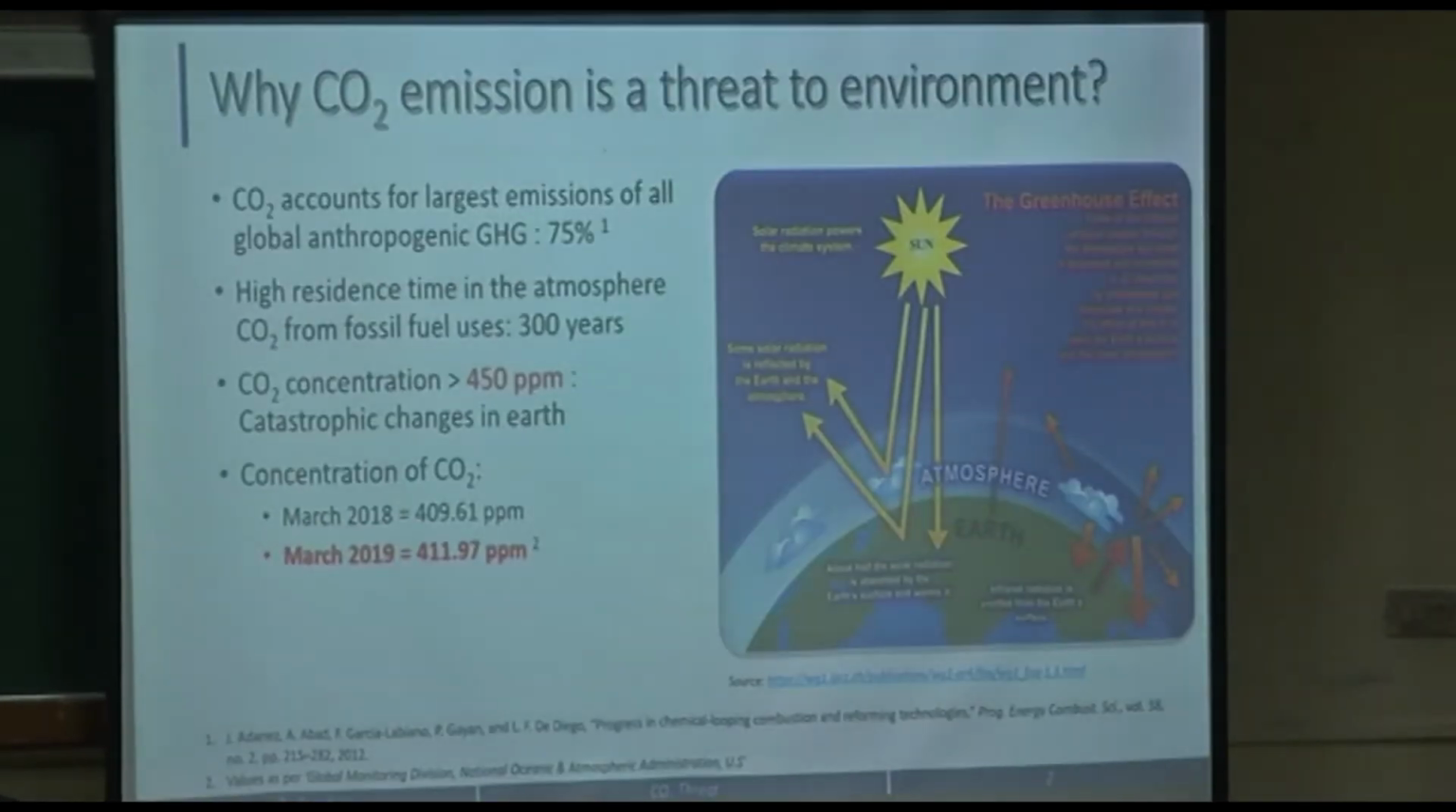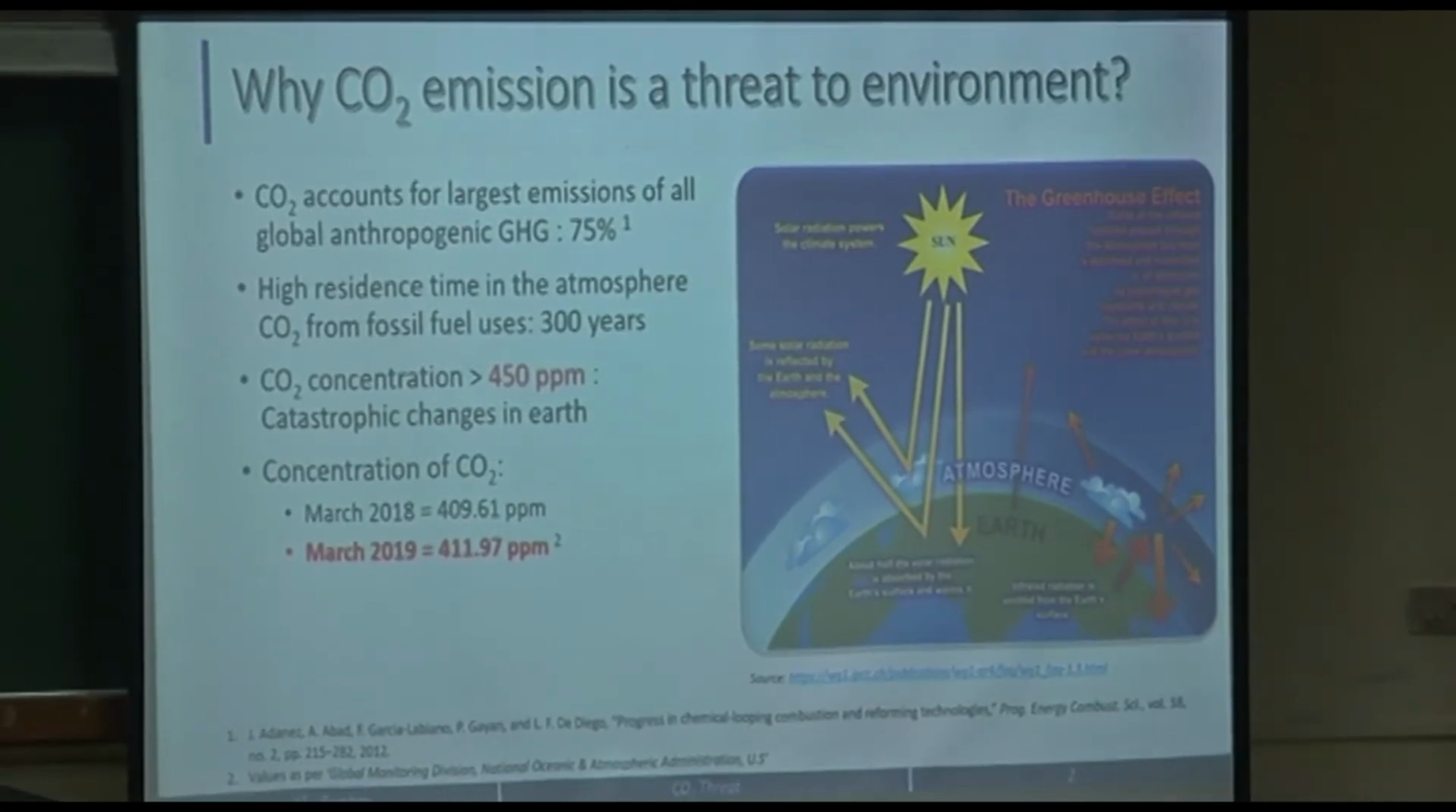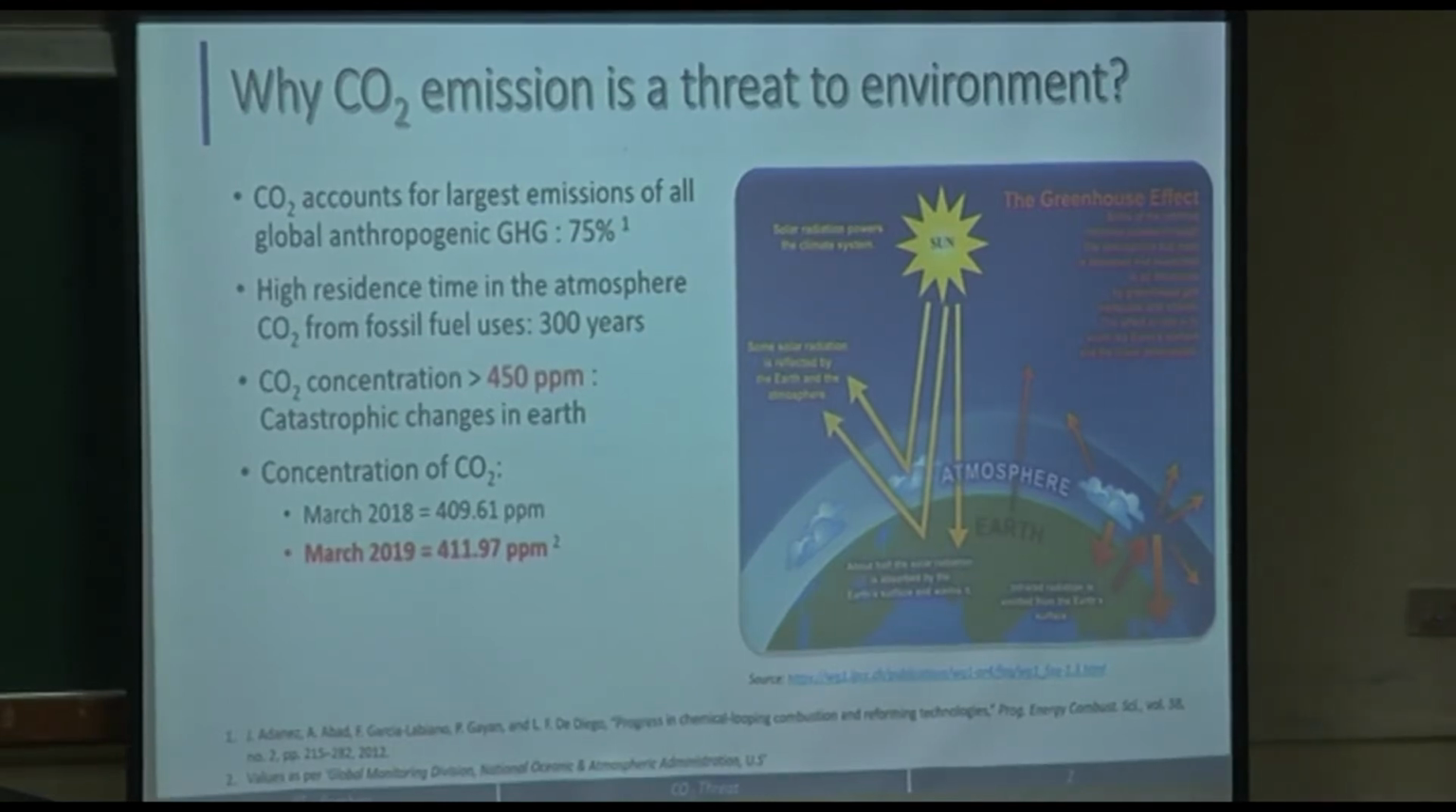Before getting into what exactly chemical looping combustion is, I would like to sensitize you all to why CO2 actually is a threat, because we have been talking for almost a week about CO2 capture. But I would just like to draw your attention to these two figures. In March 2018, the concentration of CO2 was around 409.61 ppm, and in 2019 it is 411.97 ppm.